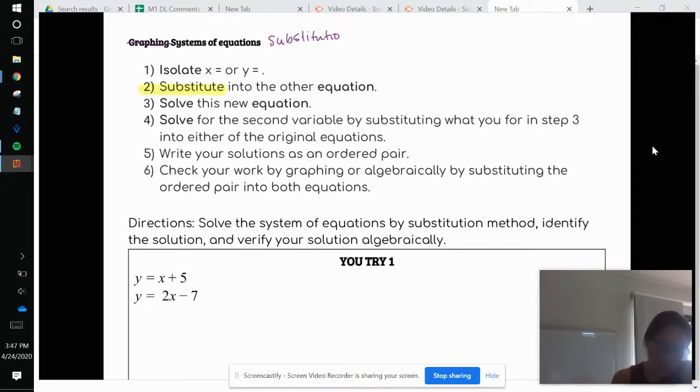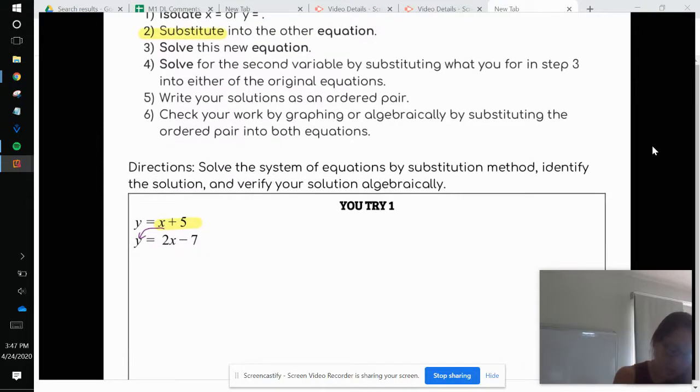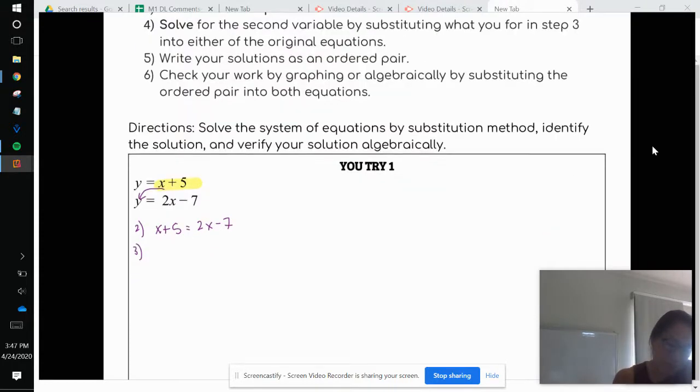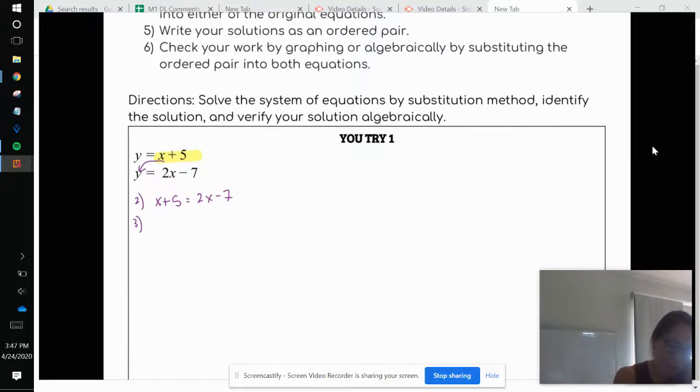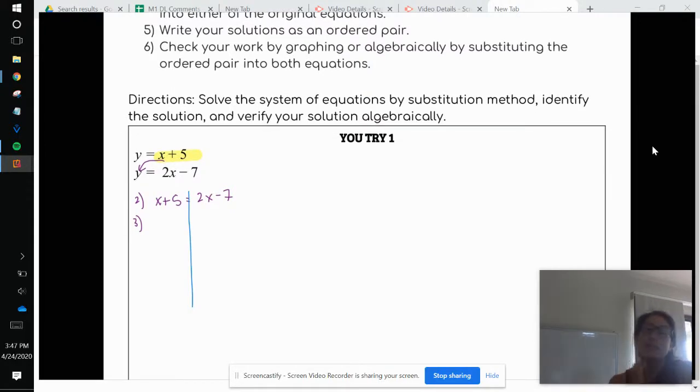Step two says substitute into the other equation. So I am going to take x plus 5 and substitute that into the y for the second equation. Both of these calculations are y. So I get x plus 5 is equal to 2x minus 7. Step 3 is to solve for the next variable, x or y. In this case, it's going to be x.